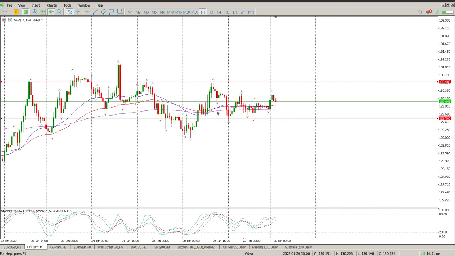Moving averages are flat. We're all over the place. Those are your two levels that you need to pay attention to. Until we get through one of those levels, this is also a sit on hands.